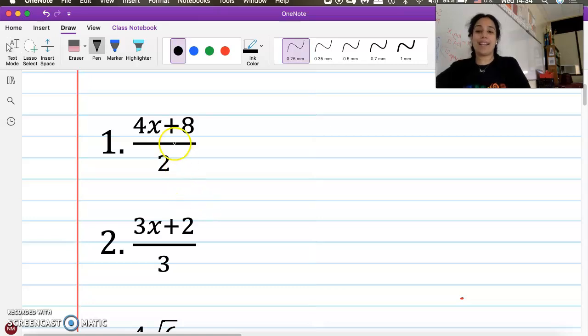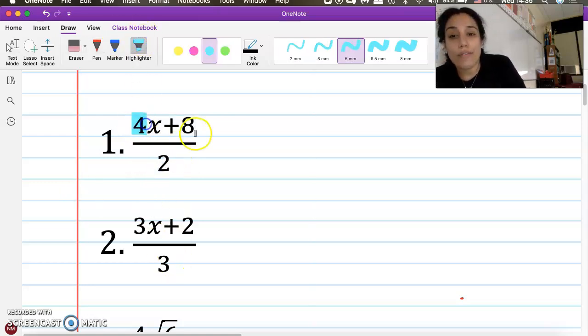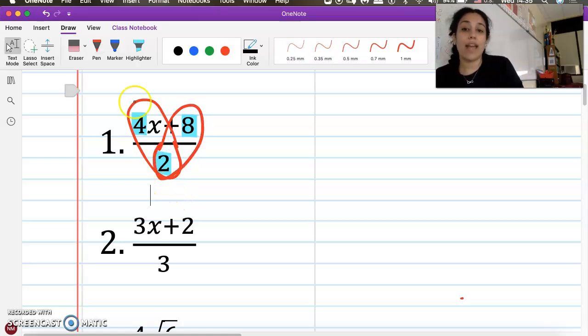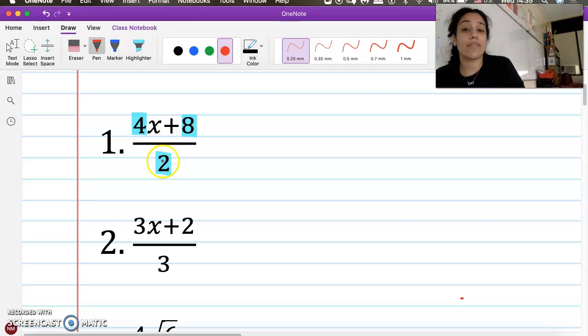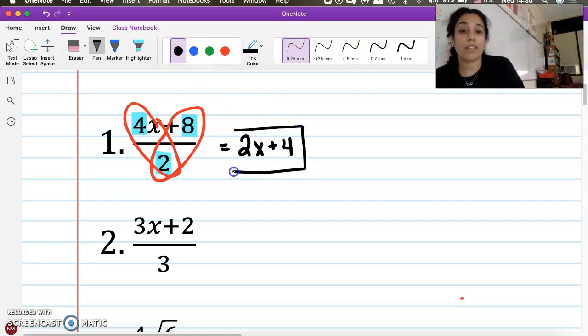If you are dividing something that is a binomial or a trinomial or anything that is separated by a plus or minus by a number, you are going to look at the coefficients. Because really what is happening is this 4x is being divided by 2 and the 8 is being divided by 2. Now, conveniently, both 4 and 8 are divisible by 2. So that's easy. 4 divided by 2, this becomes 2x plus 8 divided by 2 is 4. So it just becomes 2x plus 4.